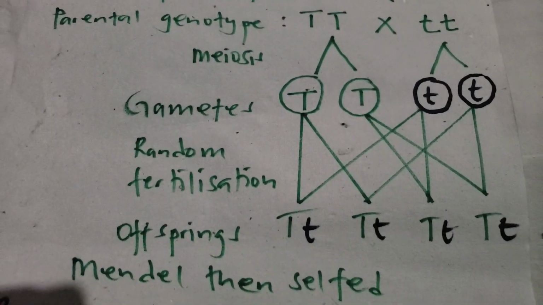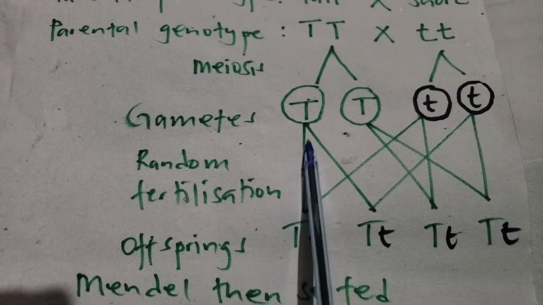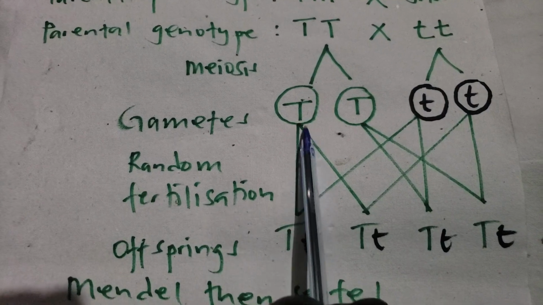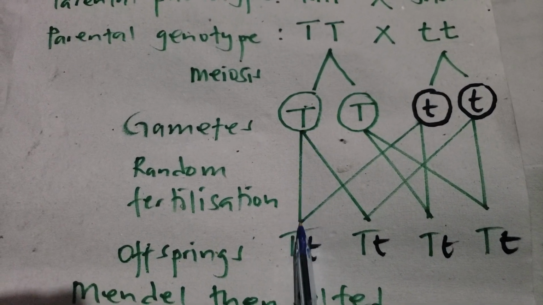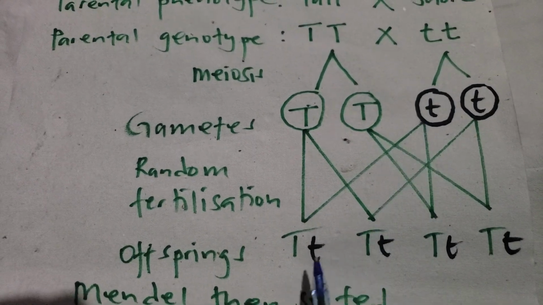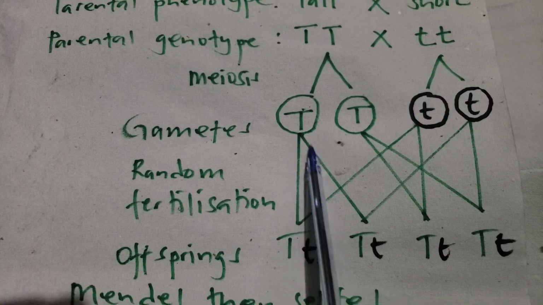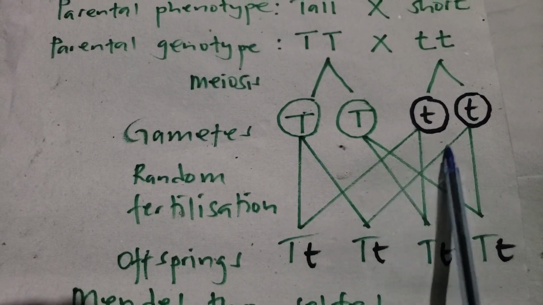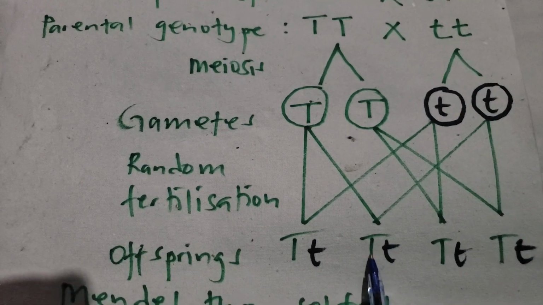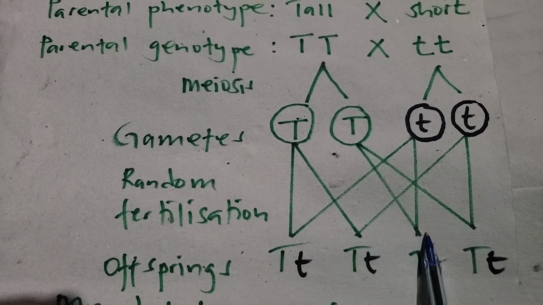Then from there we get to the interesting part. Here we have what we call random fertilization, whereby this capital T goes with the small t on the other side, like this, to have capital T, small t. Then capital T crosses with another gamete on the other side. Then we have capital T, small t. Then still this one goes with this.